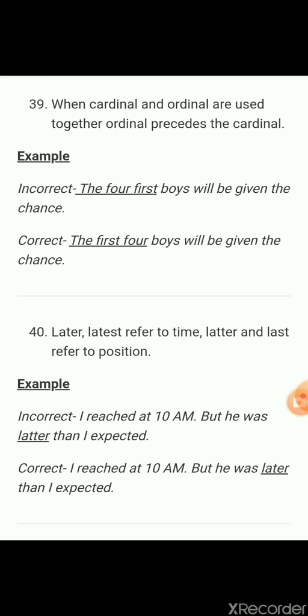So if both are coming together, the ordinal will always come first. While speaking only, we are catching the error. The first four boys will be given the chance.